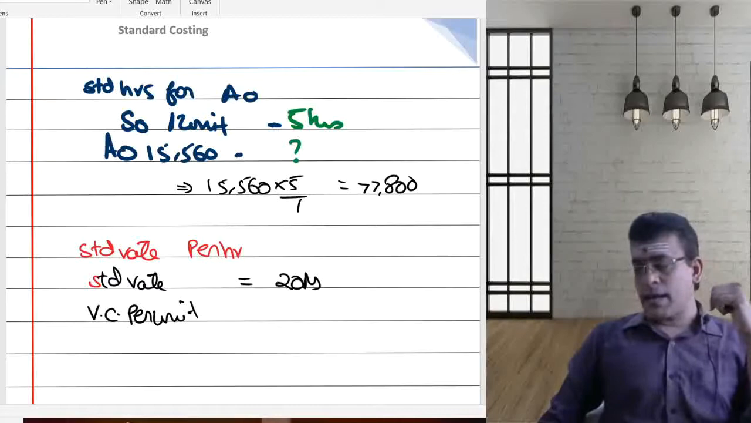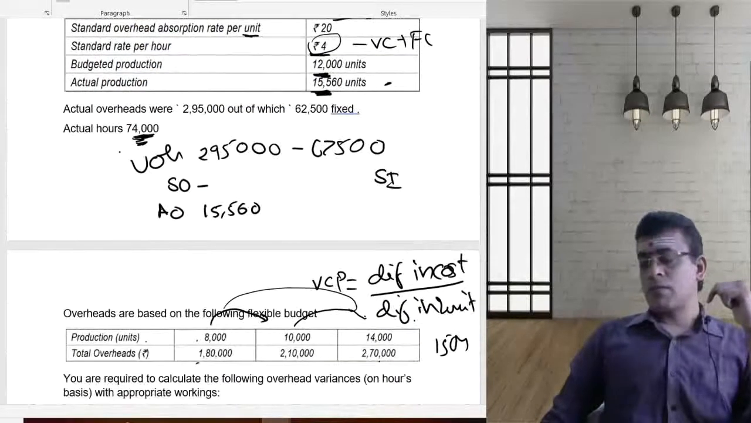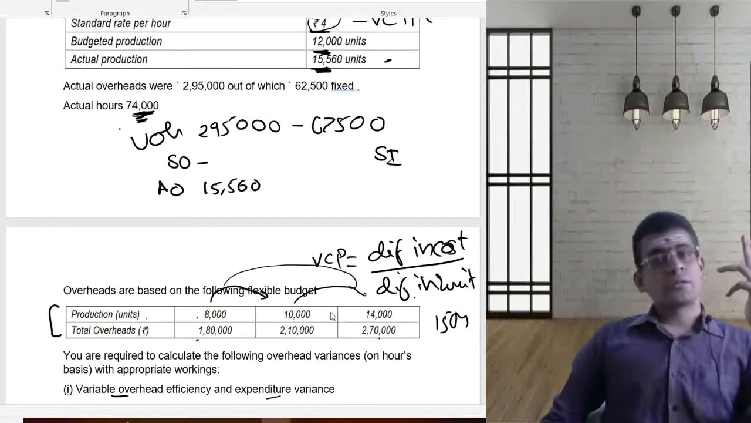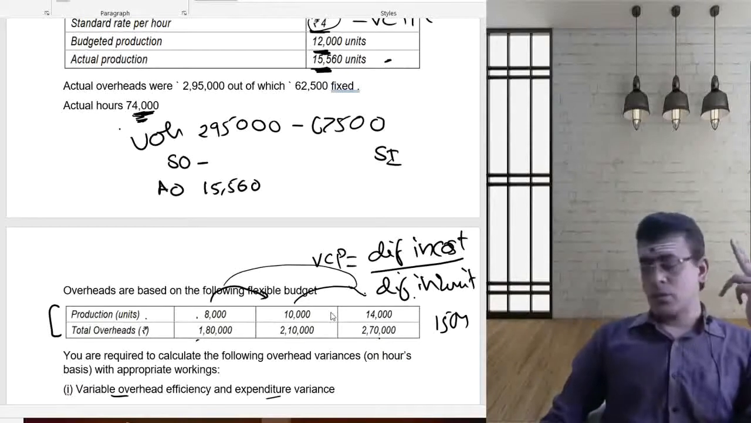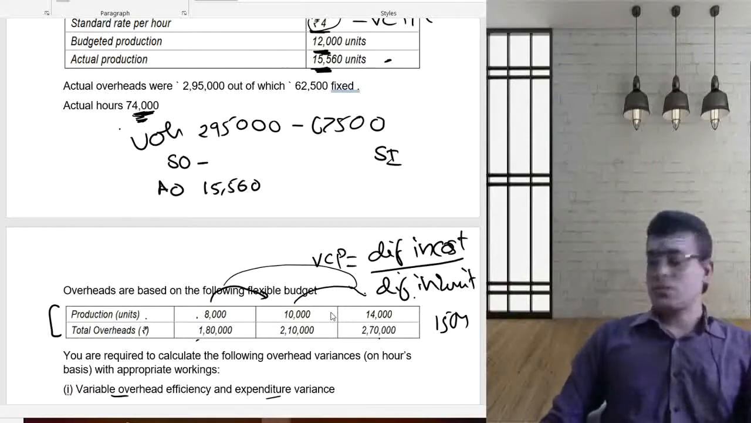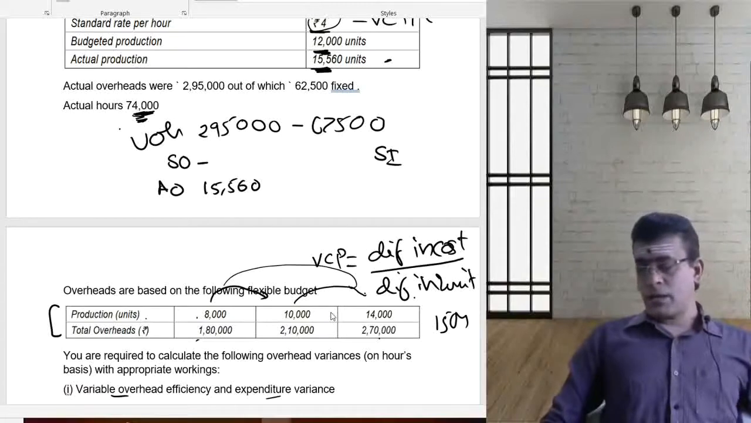Now, how do I calculate the variable cost per unit? If I go to the problem, this part of the problem is trying to focus on your variable cost. He is giving you a production budget: 8,000, 10,000, 14,000. When the production is 8,000, the overhead is 1,80,000. When the production is 10,000, the overhead is 2,10,000. When the production is 14,000, the overhead is 2,70,000. Now what I need to do? Difference in cost divided by difference in units. Either you take 10,000 and 8,000, or 14,000 and 10,000, or 14,000 and 8,000, which gives you the same.